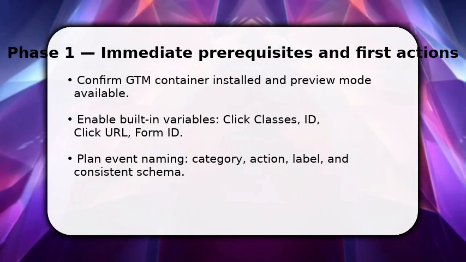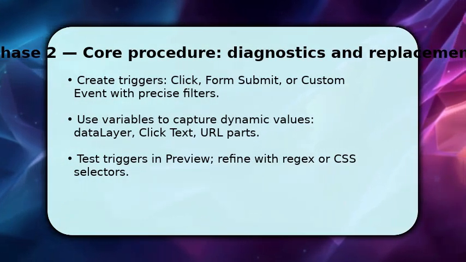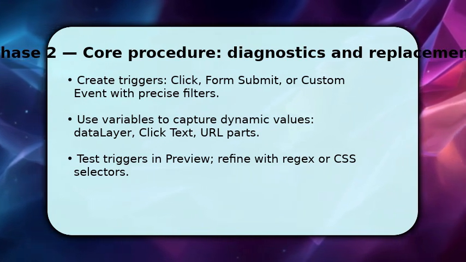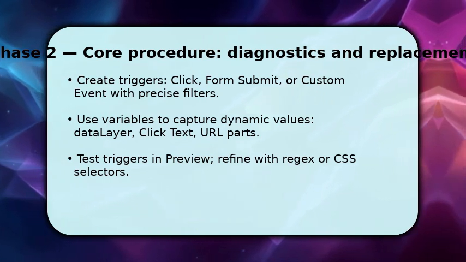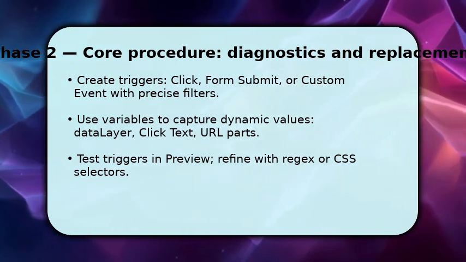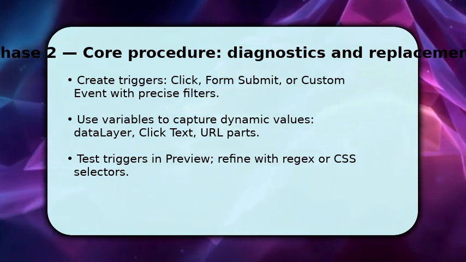Now you build the triggers that fire your tag. Create a click or form submit trigger and narrow it with element ID, classes, or CSS selector so it only fires where intended. Use variables, click text, click URL, or custom data layer keys to pass dynamic values. This is how you populate action and label fields.